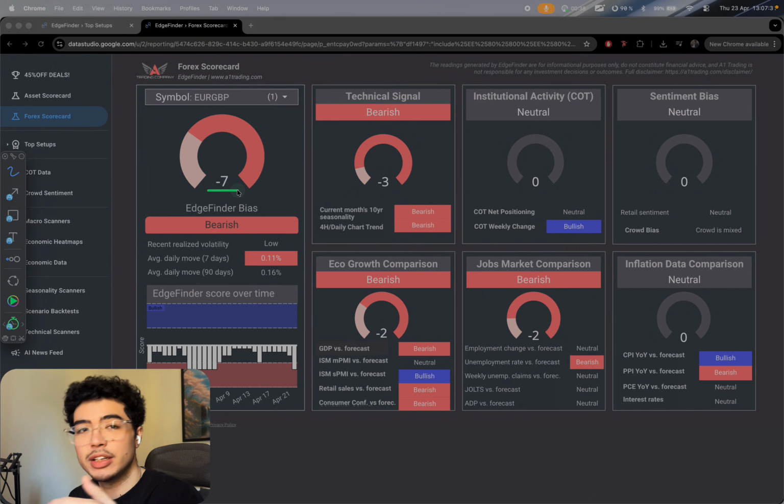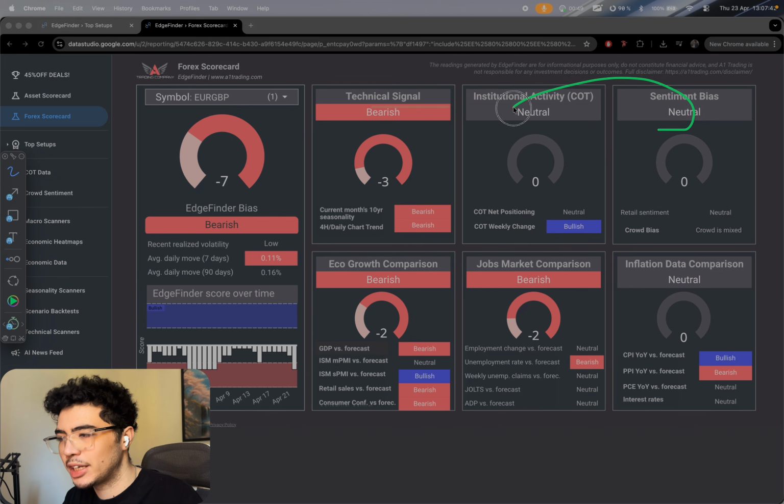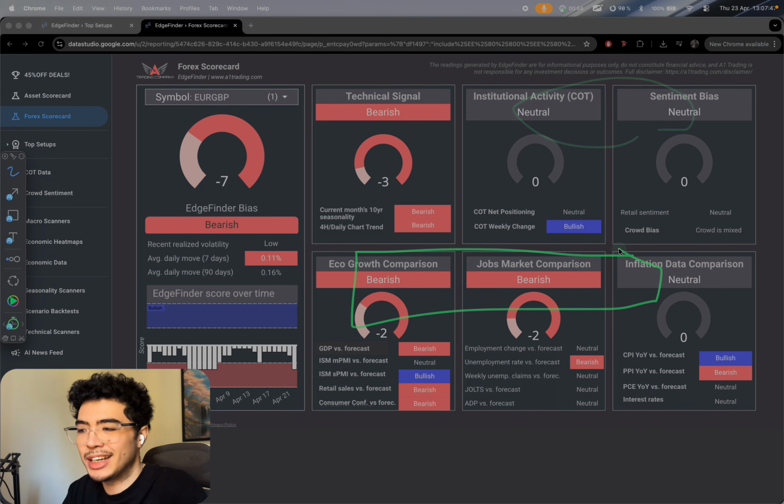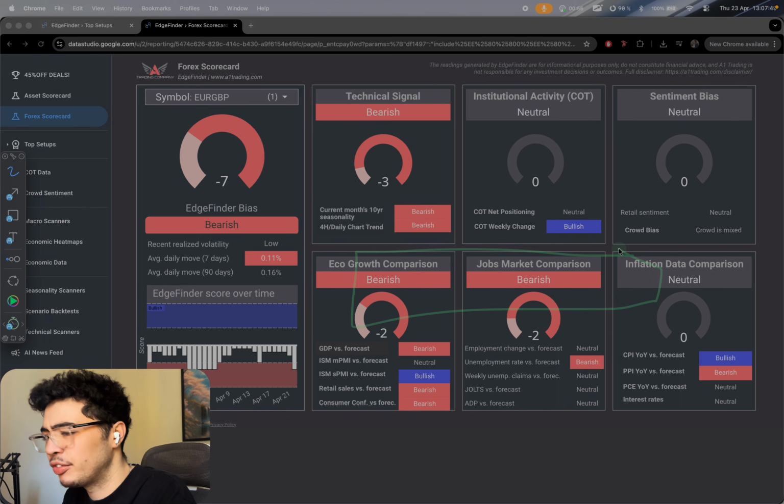We've got the -7 essentially giving me the X on the map. Now it's my job to figure out how do I get there. So what we have, technicals are bearish, fine. I don't really care about the technicals. I also don't really care about the sentiment readings. What I like to pay attention to is the fundamentals. That's what I trade. I don't really care about sentiment, to be perfectly honest with you.